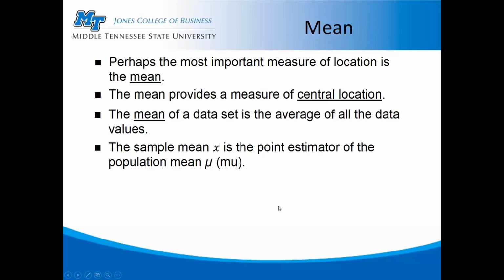We use the symbol x with the dash over the top of it, and I'm going to say x bar when I refer to that one. It's the point estimator of the population mean, and we use the Greek letter mu as a symbol of the population mean. But we're going to calculate sample means in order to estimate population means, but we won't get to that until we get into chapter 8.